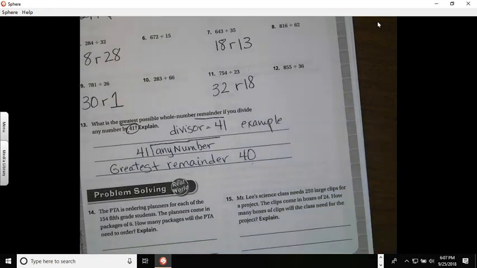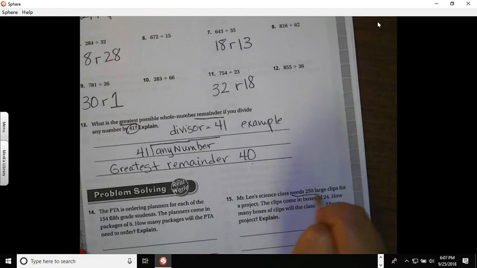Mr. Lee's science class needs 250 large clips for a project. The clips come in boxes of 24. So how many boxes of clips will the class need for the project? Okay, so let's take a look. He needs how many? So I'm coming over. He needs 250 large clips. This is the total. The clips come in boxes of 24. That's part. Question is how many boxes of clips will the class need for the project?